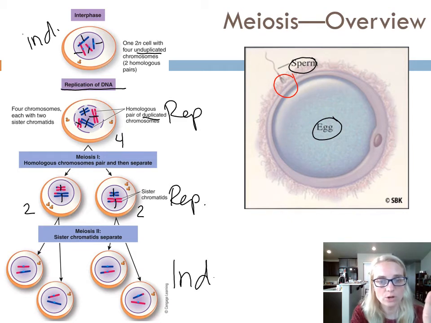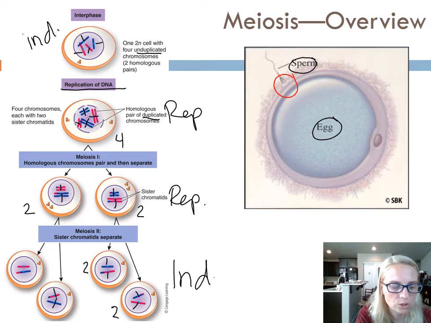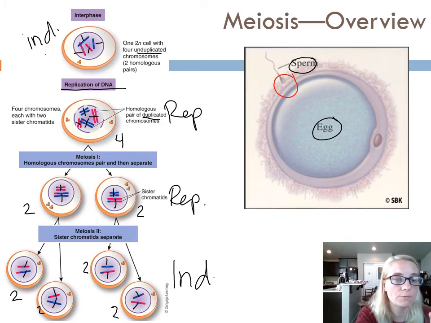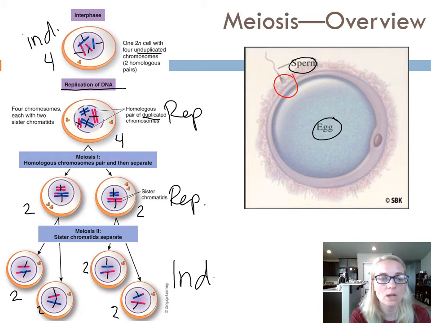So let's count our centromeres. 1, 2, 1, 2, 1, 2, 1, 2. So now we have daughter cells that have half the number of chromosomes, right? Because we started off with 4 individual chromosomes. We had 4 duplicated chromosomes. Then we had 2 duplicated chromosomes. And now we have 2 individual chromosomes.